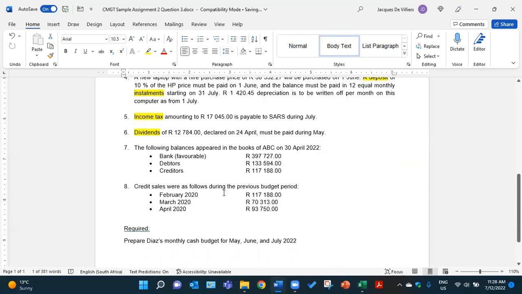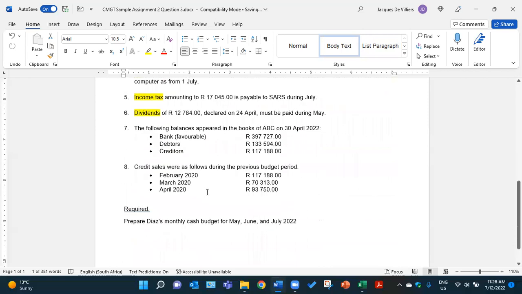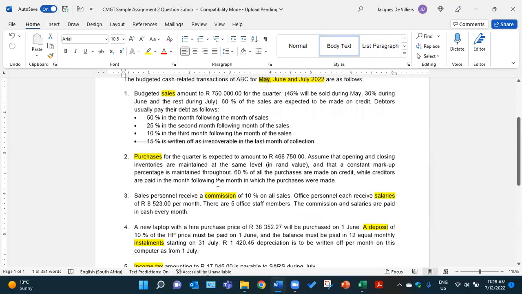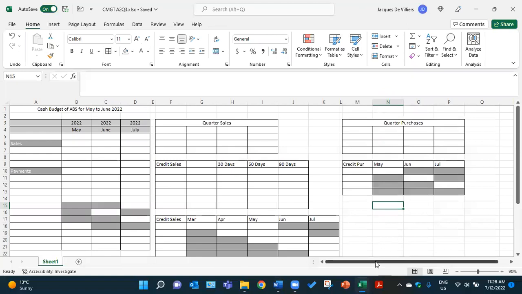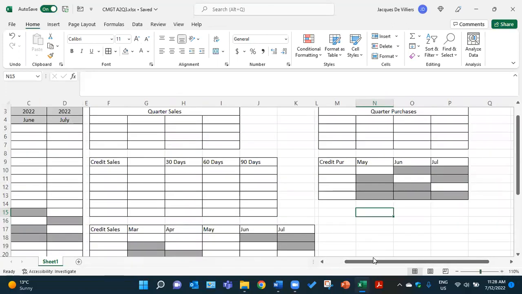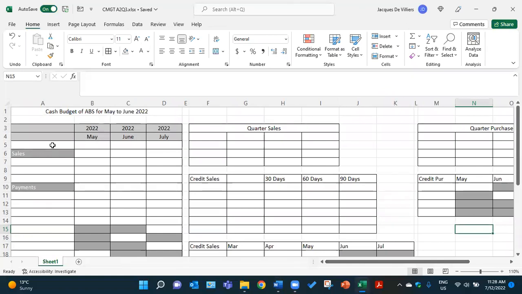Okay, it looks like we have all the information here that we are going to need. Good. Then they say prepare the monthly cash budget for May, June, and July. Okay, so now let's have a look at how we do it. First thing that we will do is look at everything that is supposed to be in this cash budget. First thing is our opening balance.